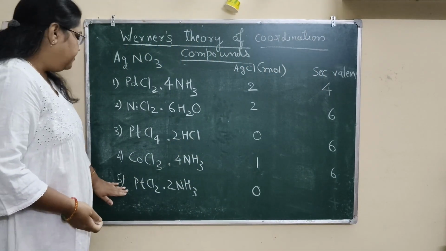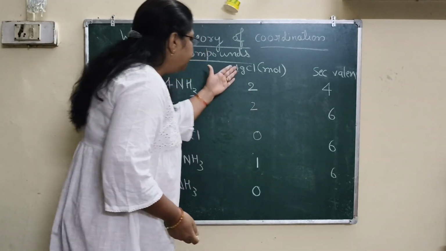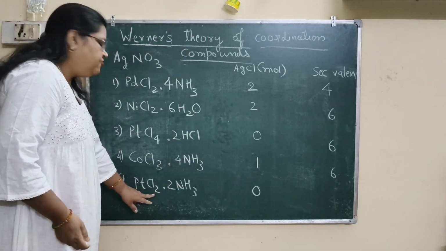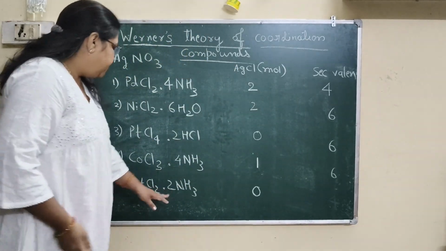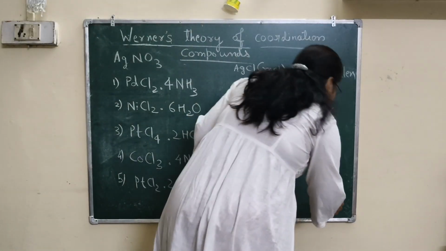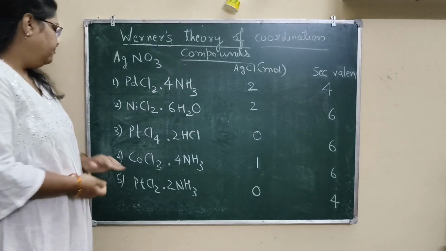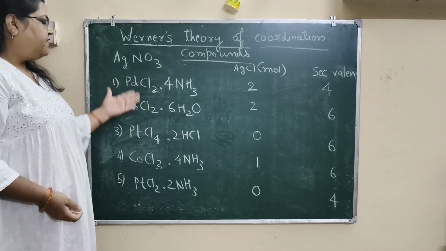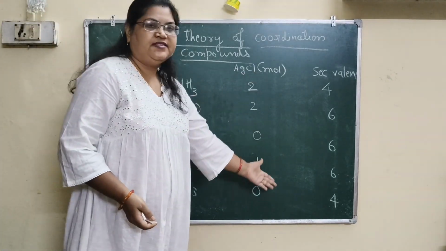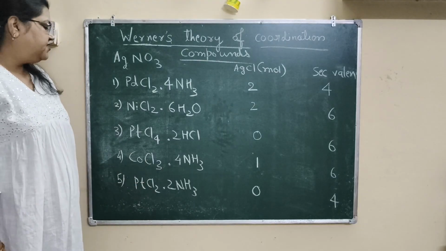Now in last example, no moles of AgCl. It means these both are your secondary valency. 2 plus 2, because there is no change, non-ionizable, so its secondary valency is your 4. So in this way you can find out, students, secondary valency. You can take its screenshot.